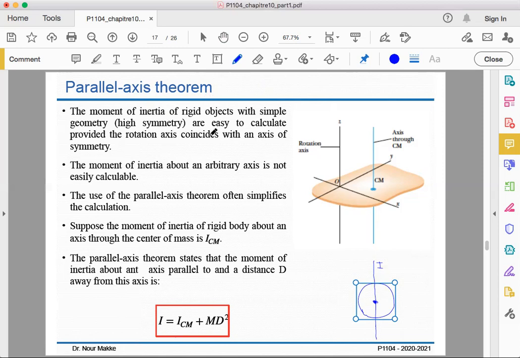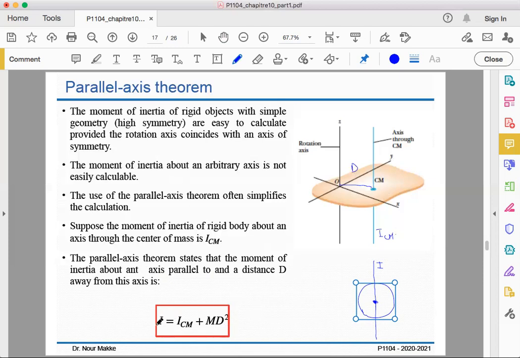So what does this parallel axis theorem state? If you have a given object, and you know the moment of inertia of this rigid object about an axis that passes through its center of mass, as you can see in this figure, so you know what the moment of inertia is about this axis, which we call I center of mass. The parallel axis theorem states that the moment of inertia about an axis that is parallel to this axis and a distance d away from it is given by the following expression.